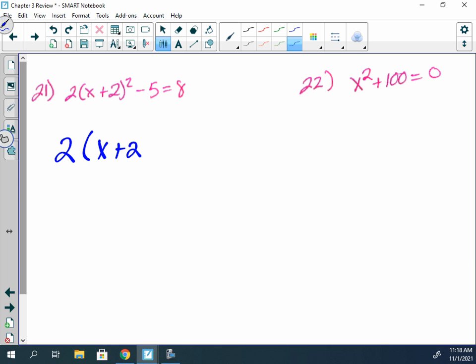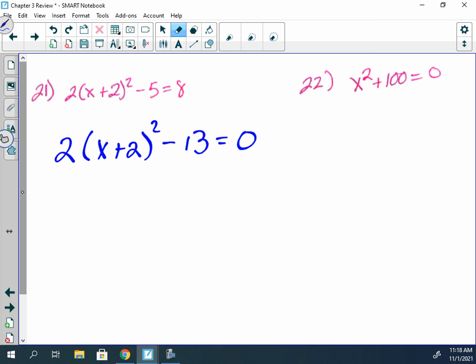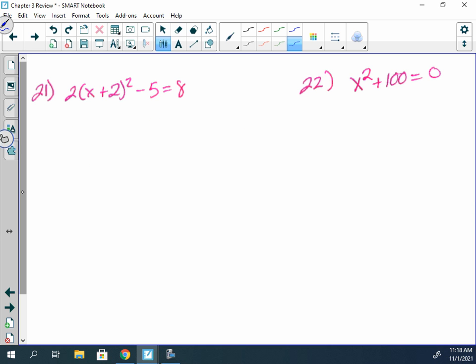So we could type it into the graphing calculator like this here, 2 parentheses x plus 2 close parentheses squared minus 13, and see, does the graphing calculator give us solutions? If it does, we have our answers and we're done. If it doesn't, we have to go about a different method.